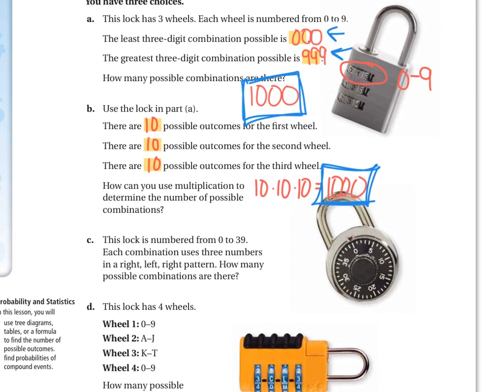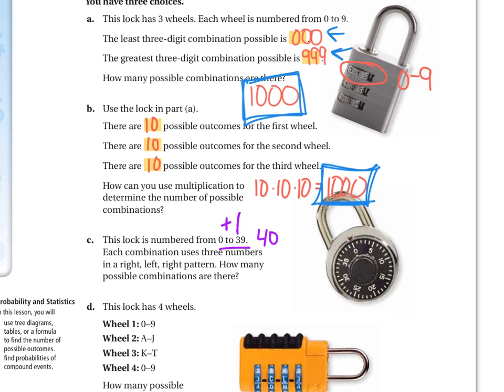For part C here, it says this lock is numbered 0 through 39. Each combination uses three numbers in a left-right-left pattern, much like your lockers at school. How many combinations are there? Well, if there's 0 through 39, that would be 40 different possibilities. Remember, 1 through 39 would be 39, and then you have to add 0. So every time there's a 0 involved, you always have to add 1 to that. There we go, plus 1.